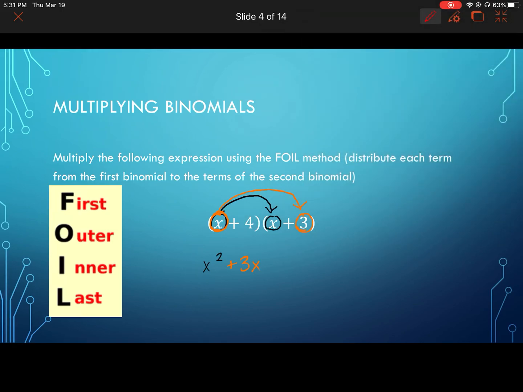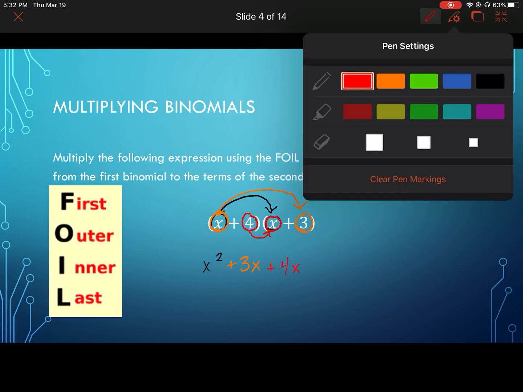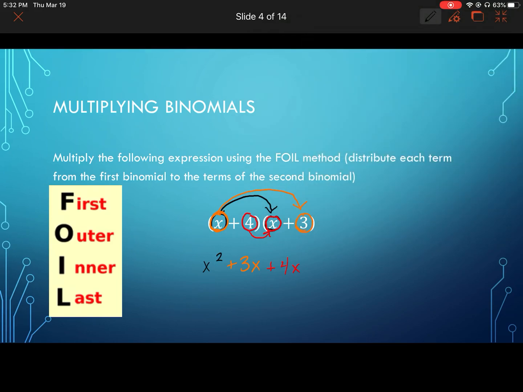Change colors again. So the I stands for inner. So obviously it's the opposite of the outer. So the inner terms would be the 4 and the x. So 4 times x would just give me a 4x. And we'll go back to black. Last stands for the last term of the first binomial and the last term of the second binomial. So we're going to distribute the 4 to the 3 as well. So 4 times 3 would be 12.